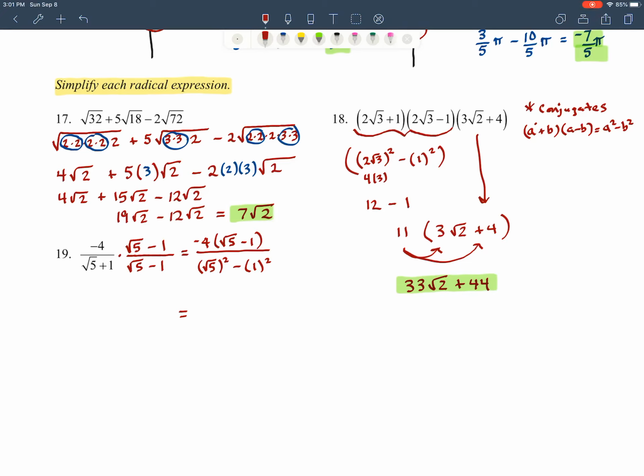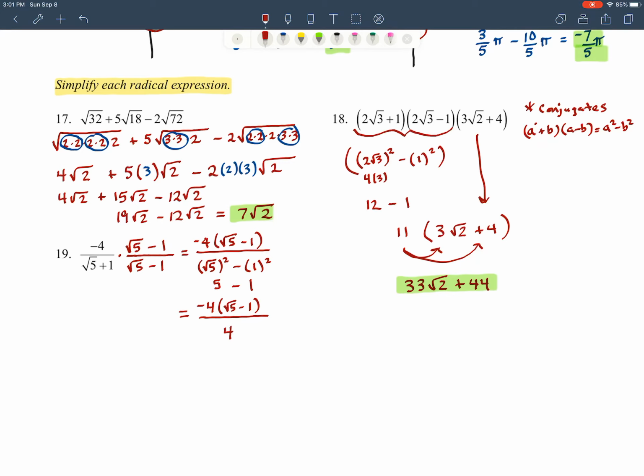So let's look at the bottom first here. The square root of 5 squared is 5. 1 squared is 1, so we have 5 minus 1, which is going to give us 4. So I'm going to put that in my denominator in that next step. And then rather than distributing that negative 4 through on the top, I can say this is like a negative 4 times the quantity of the square root of 5 minus 1.